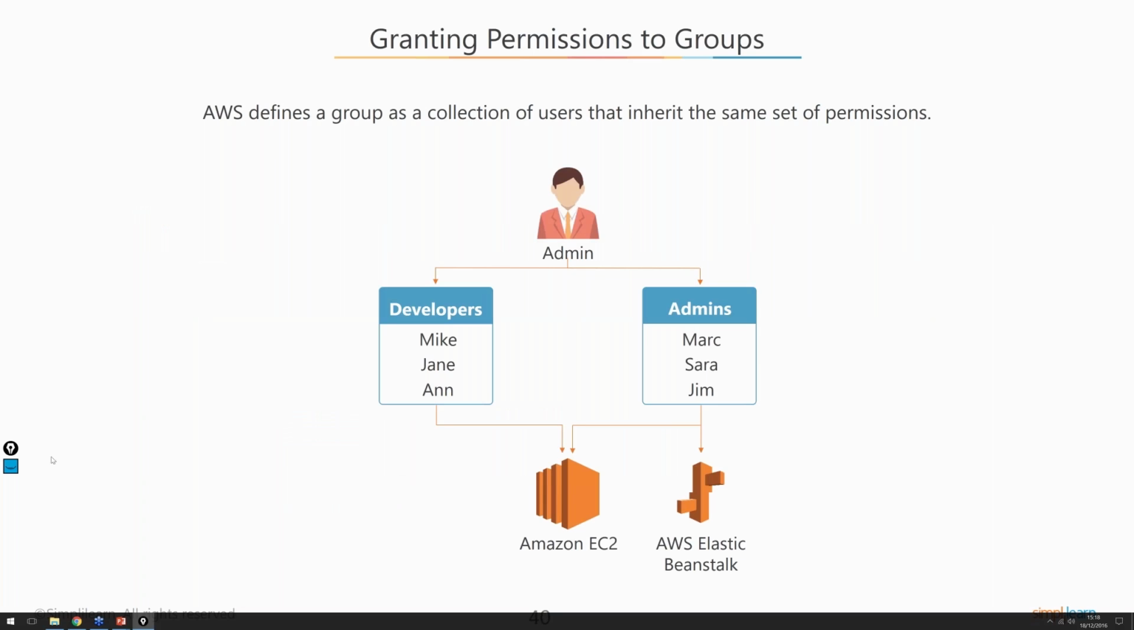Most of the time we will create different groups for different kinds of people. We might have developers, and we might have admins, as I just described. In developers, we have users like Mike, Jane, and Anne. And in the admins, we have Mark, Sarah, and Jim. And guess what? Developers will have access to slightly different resources. Admins will have access to pretty much everything. But that's good, because you don't want developers who have no knowledge of AWS to log in and start breaking stuff because they don't understand how AWS works. And this is exactly how you would do this.